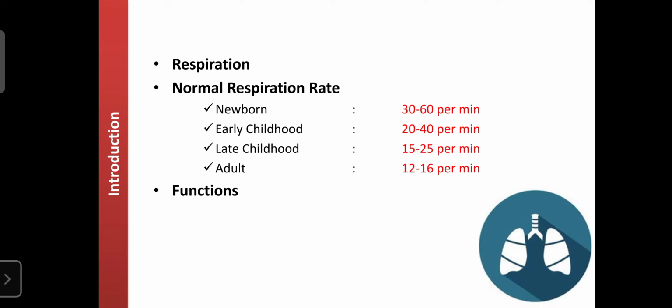Now my question for you is, why is there this change? Newborns have a higher respiration rate compared to adults. Can anyone answer? Why does a newborn baby or a child in early childhood have a higher respiration rate compared to an adult? An adult has only an average of 18 per minute, but a newborn has 30 to 60, which means an average of 45.